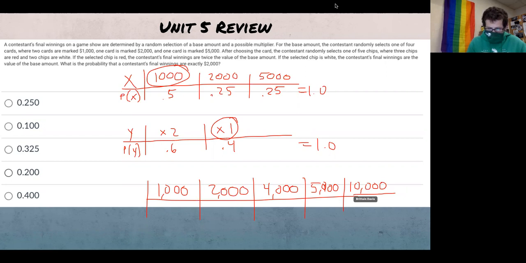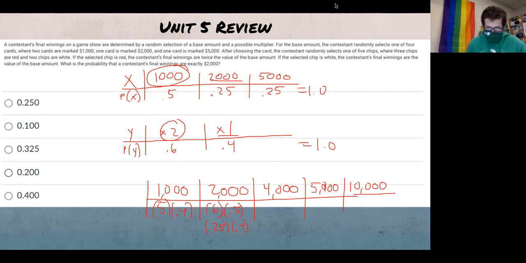All right, so 1,000 can happen if I have 1,000 times 1, which is going to be 0.4 times 0.5. 2,000 happens if I get 1,000 times 2, or 2,000 times 1. Either way, so it's going to be 0.5 times 0.6, or 0.25 times 0.4. All right, does that make sense where I'm getting those numbers from?